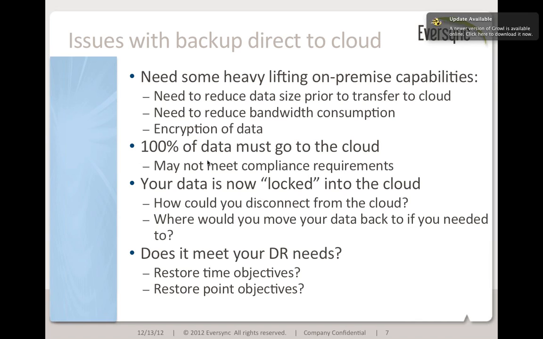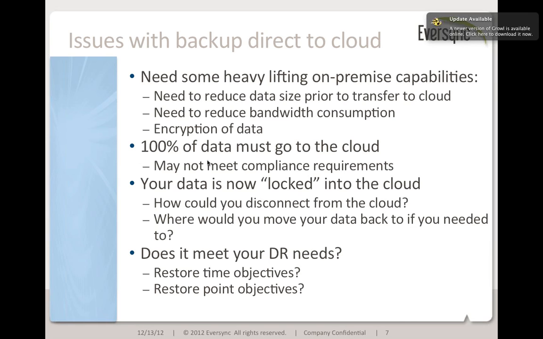It's got to be reduced, it's got to be optimized, it's got to be encrypted. So generally speaking, every server pushing data to the cloud would put that heavy lifting burden on every one of the servers in your environment. So probably not the best choice.